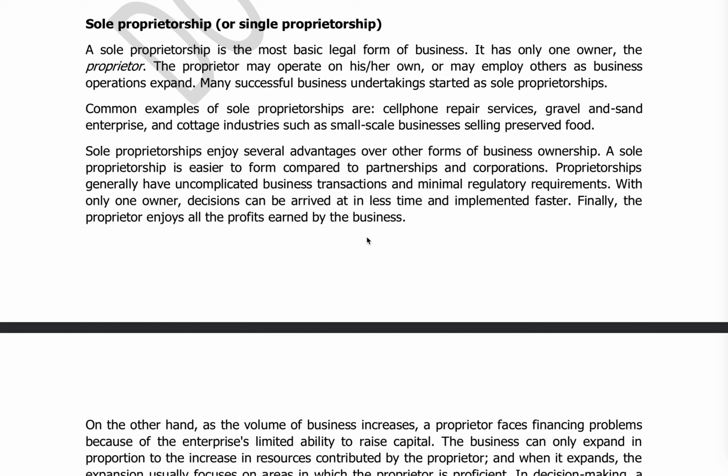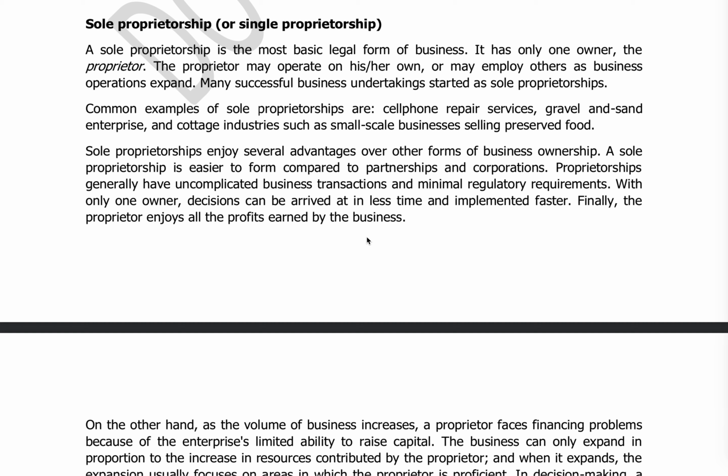And as a recap, we have sole proprietorship. Sole proprietorship is the most basic legal form of business. It has only one owner called the proprietor. And the proprietor may operate on his or her own or may employ others as business operations expand. So, ano ba yung sole proprietor na yan? Sa madaling sabi, yung business na ang nagmamayari ay isang tao lang.